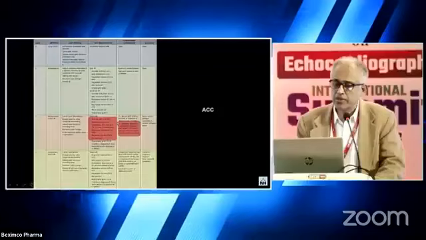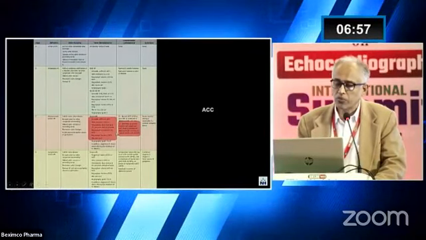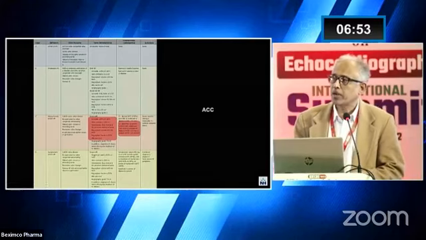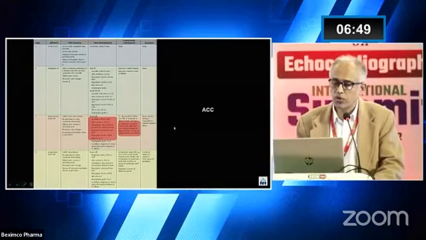So this is the ACC. What does the ACC tell us? Jet width is important, vena contracta is important, holodiastolic flow reversal, and also the regurgitant volume and fraction and the EROA. So the first three are reasonably okay, but it is the last three which are a real challenge and which most of the time we don't do.